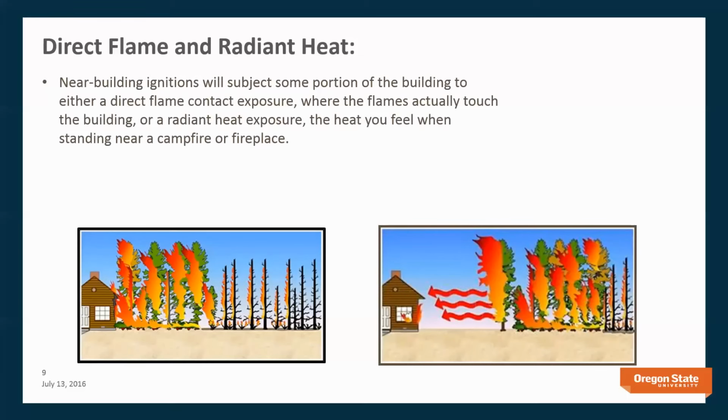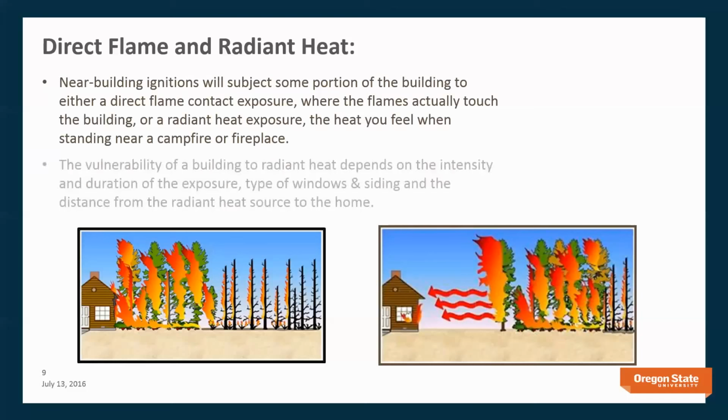Near building ignitions will subject some portion of a building to either a direct flame contact exposure, where the flames actually touch the building, or a radiant heat exposure, the heat that you feel when standing near a campfire or a fireplace. The vulnerability of a home or building to radiant heat depends on the intensity and duration of the heat exposure, the type of window and siding on the home, and the distance from the radiant heat source to the home.